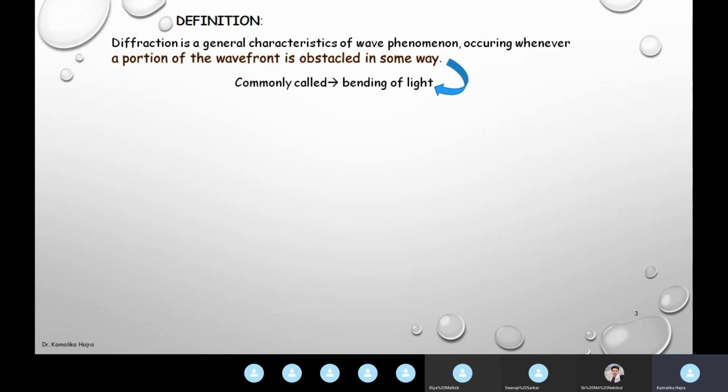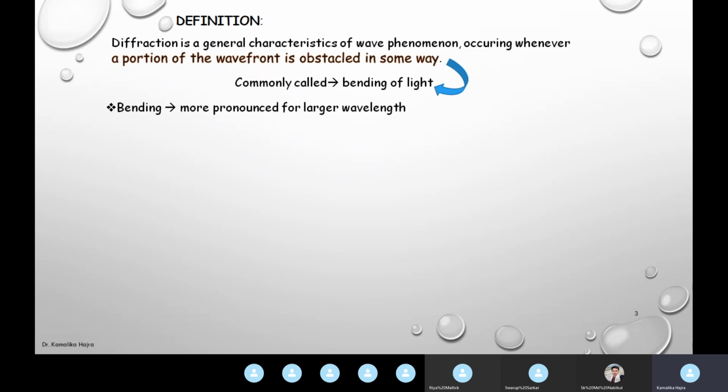This is commonly called bending of light. So what is it like? When light or a wave is facing an obstacle, it tries to bend around that obstacle. Now, this phenomenon of diffraction is not unique to light. It is true for all kinds of waves. And it has been observed that this bending is related to the wavelength of the wave concerned in a particular case.